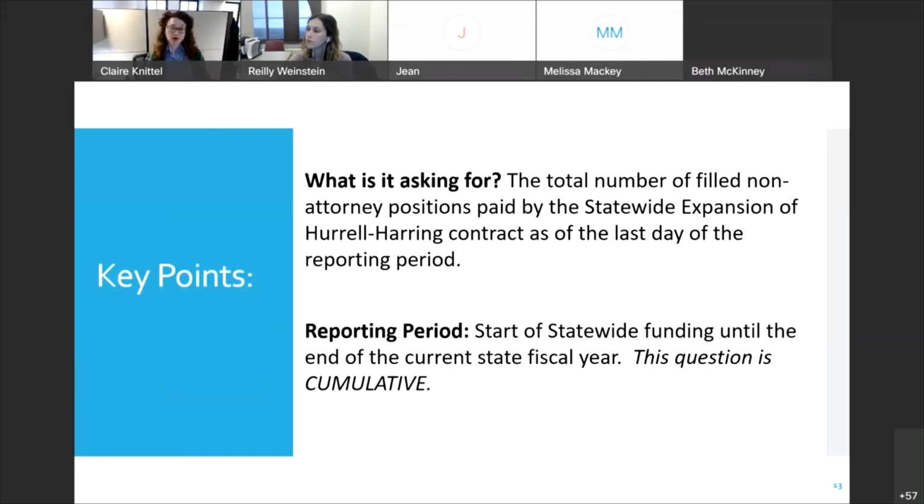So the same as question 1. This question is cumulative. So we're asking for positions from the start of the statewide funding until the end of the current state fiscal year. So positions that start in year 1 and in any amendment thereafter.